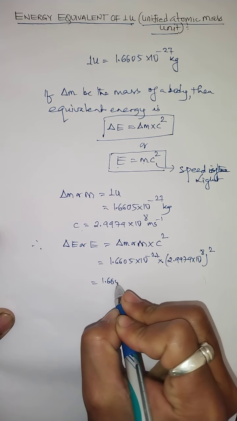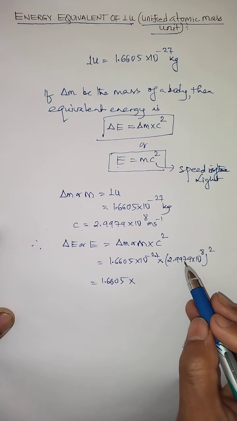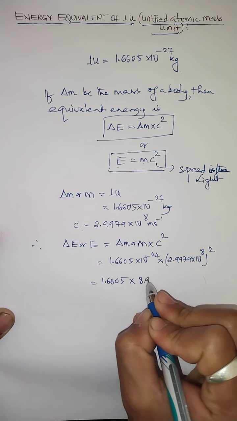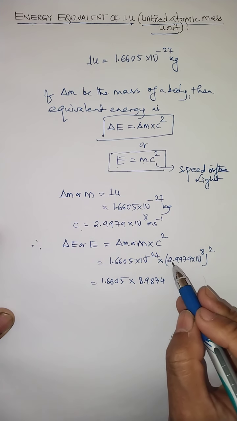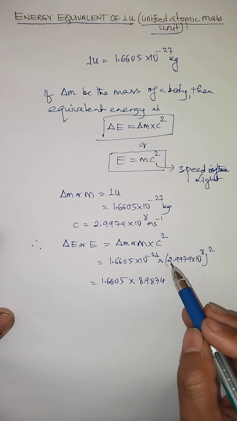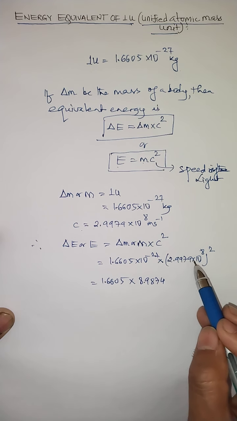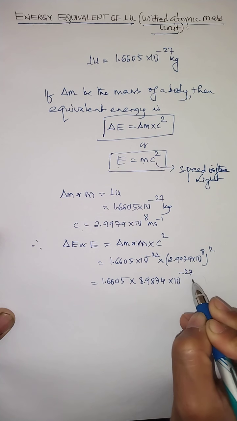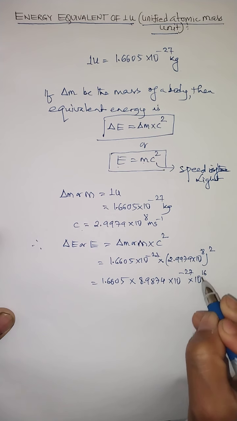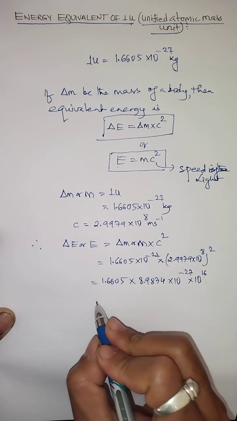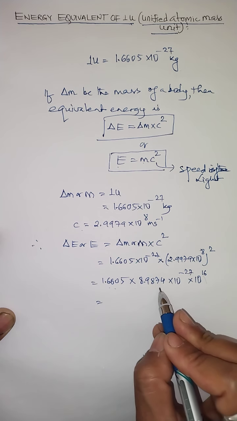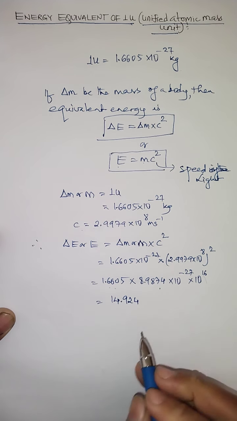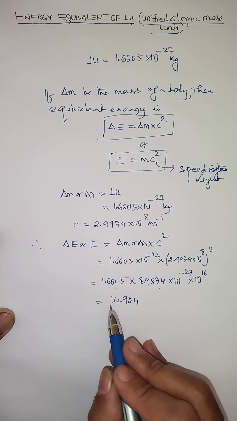So 1.6605 into now 2.9979 square. If you multiply it 2 times, you get approximately 8.9874. So children, you can use calculator to check this product, that is 2.9979 square. So it will be 8.9874 into 10 power minus 27 into 10 power 16. Now we can multiply these two quantities. If we multiply these two quantities, you get approximately 14.924. So approximately in 3 decimal places we get this as 14.924.